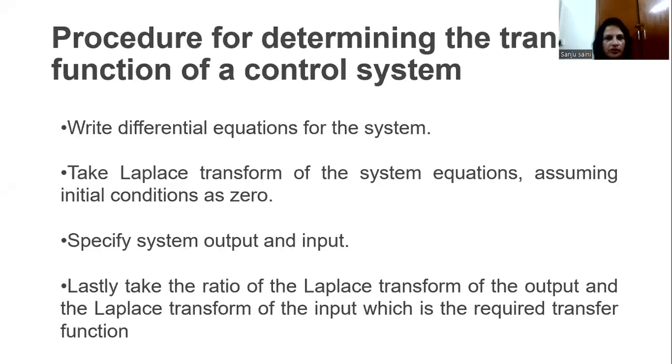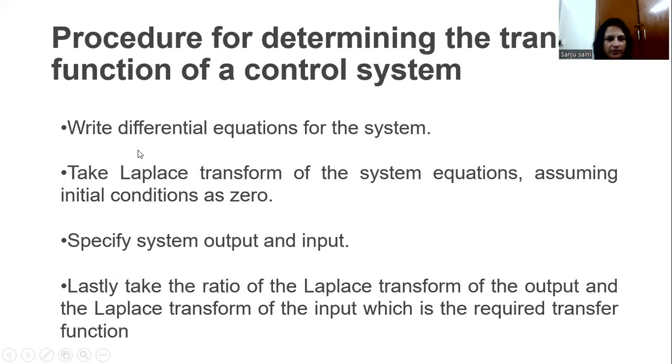Then how do we determine the transfer function of a control system? First of all, we'll write the differential equations for the system. Second step is take Laplace transform of the system equations assuming initial conditions as zero. Zero initial condition is the basic assumption while calculation of the transfer function. And when we are taking the Laplace transformation of the system equation, we are simply converting the differential equation to the algebraic equation.